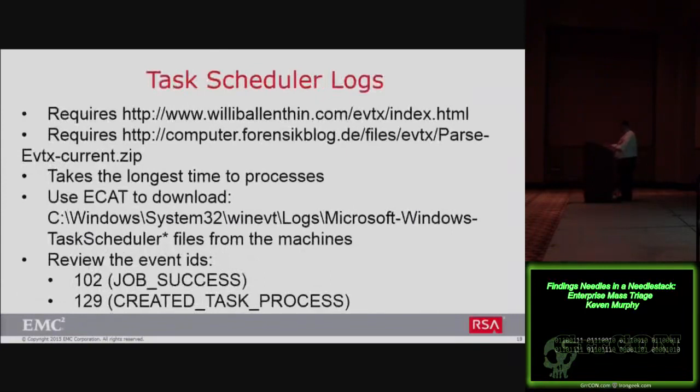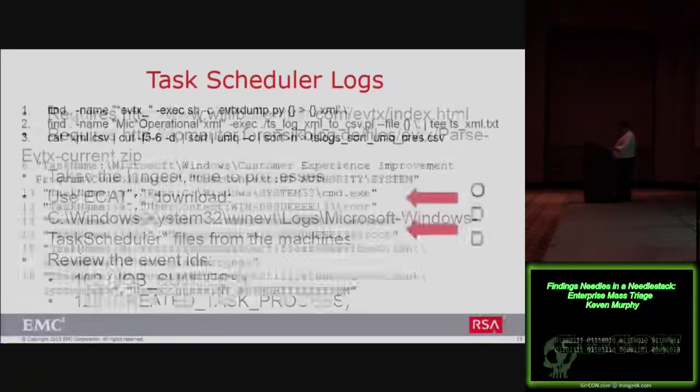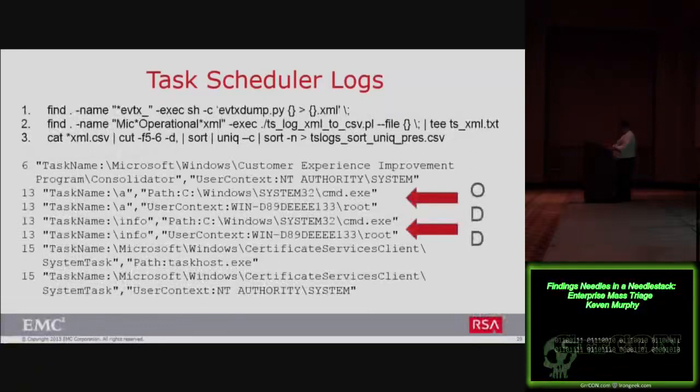Task scheduler logs. This is sort of the same thing, frequency analysis. I'm going to download all these, and then I'm going to process those using one of the 2 tools above it. And the only ones I really care about are job ID 102 and 129. I want to know if there was an accessible job or if there was a created task. So once I've dumped those out into a CSV file, I'm going to set it up for frequency analysis again, and then start combing through that.